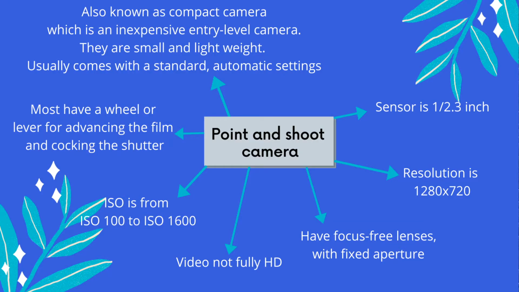So this camera has a sensor which is 1.5 to 2.3 inches. The resolution is 1280 times 720, and then they have focus-free lenses with fixed aperture, and the video is not fully HD. ISO is from ISO 100 to ISO 1600, and lastly, most of these point and shoot cameras have a wheel or lever for advancing the film and cocking the shutter. So I am going to show you guys the camera.